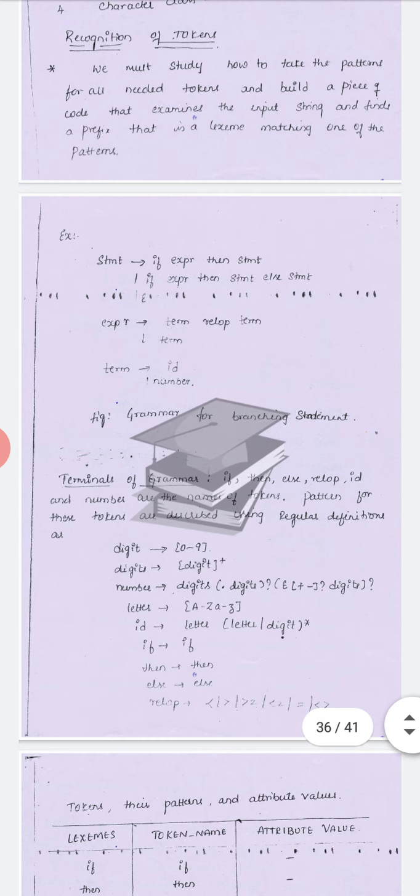Statement: if expression then statement, or if expression then statement else statement. So here we can see the expression. A term, relop, or term indicates id or number. This is a figure related to the grammar for a branching statement.